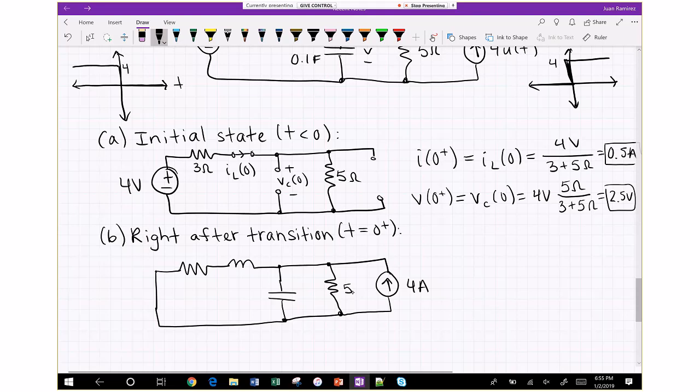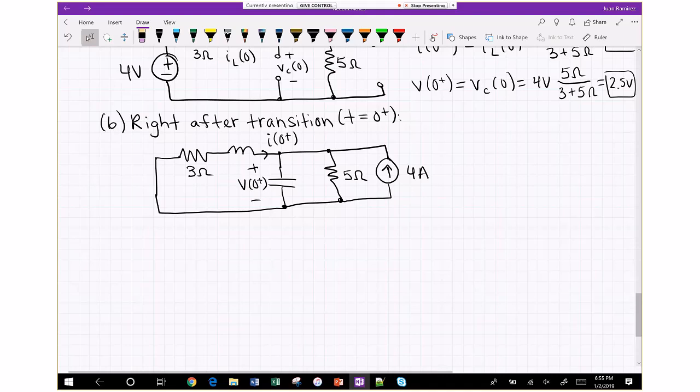In fact, the capacitor voltage is the same, hasn't changed. So that's one thing we know. We also know the inductor current. And then we know the resistor value here.